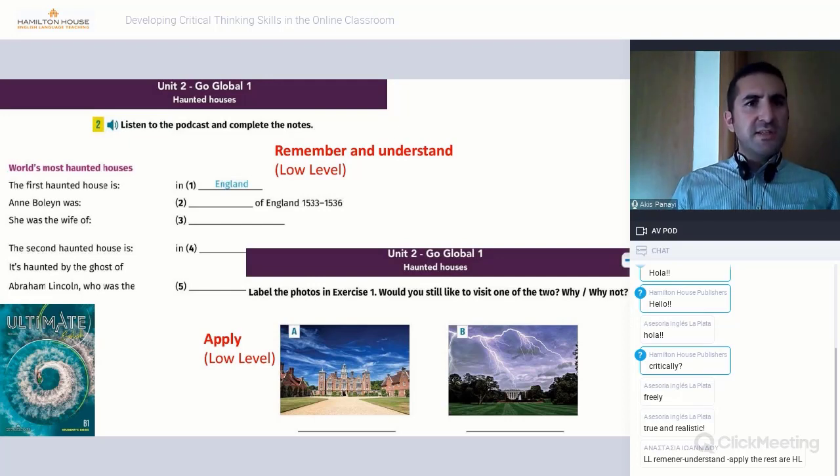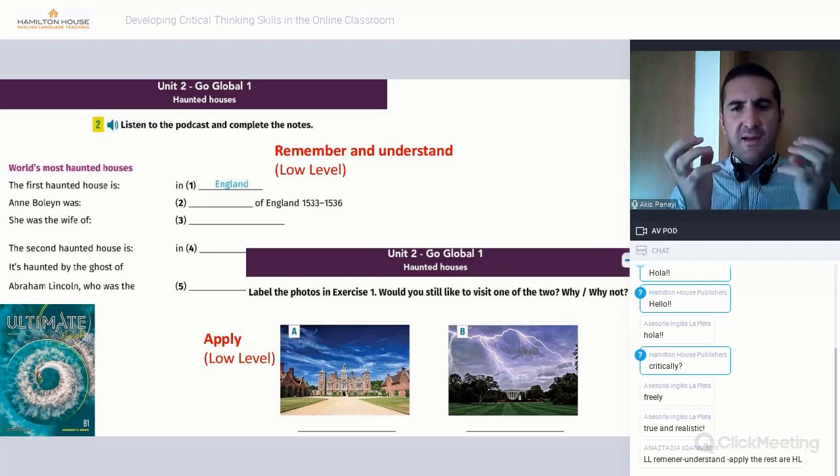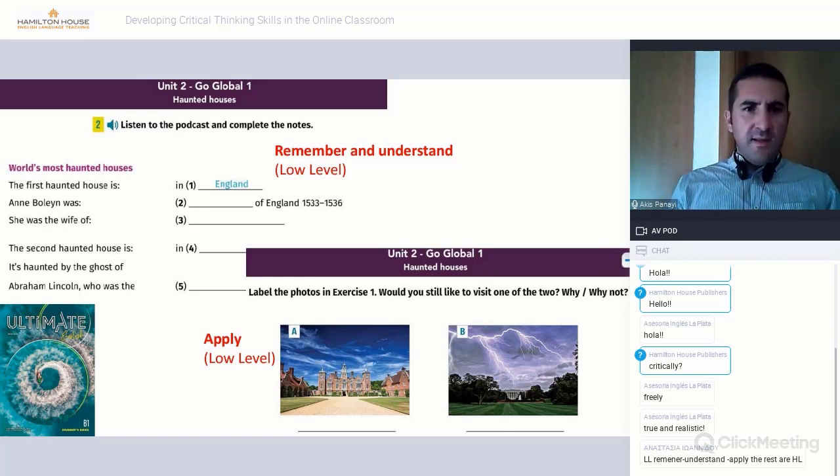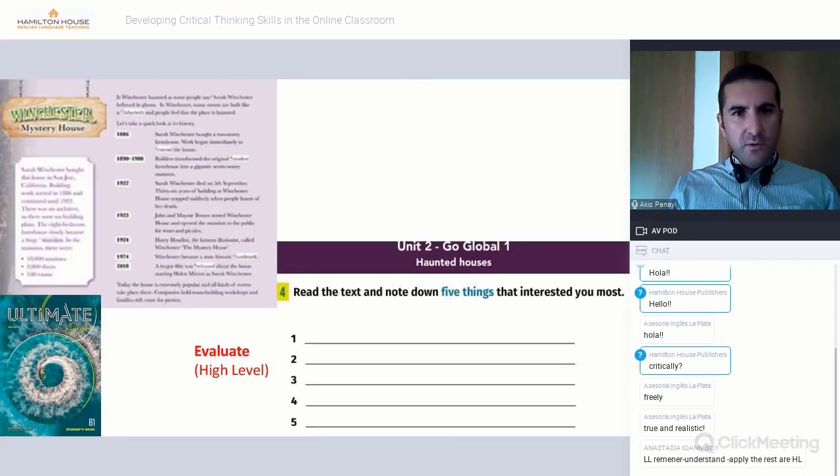Now, in the first task, students listen to the podcast. If you can read the instructions in exercise 2, listen to the podcast and complete the notes. Now, this exercise helps students remember and understand the information. That applies to low-level thinking. Then we move on to the next task, where the instructions read, label the photos in exercise 1. Would you still like to visit one of the two? Why and why not? What we ask students to do here is to take the information that they listened to and apply it, and decide if they want to visit one of those places now that they have gathered that information. So that's low-level thinking again.